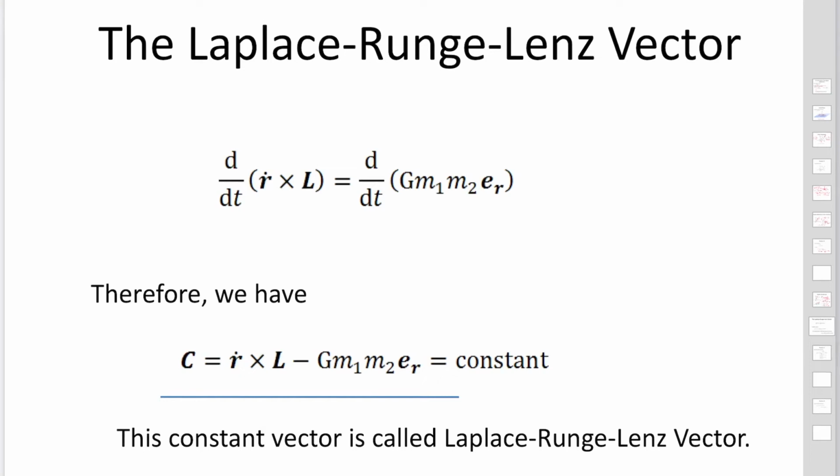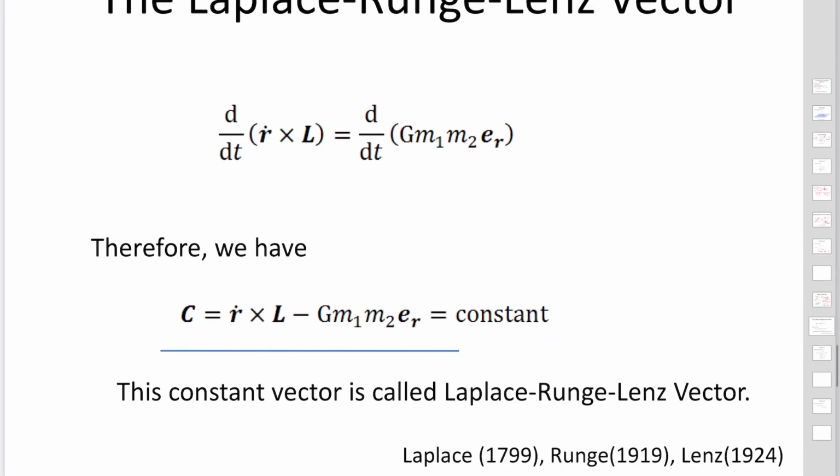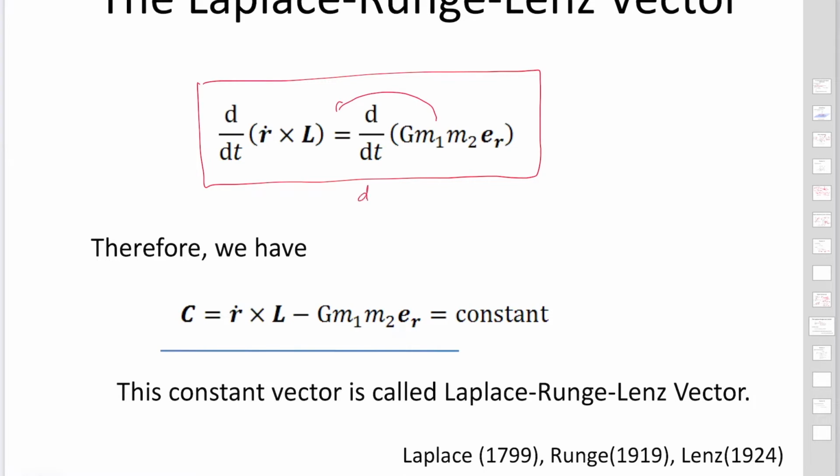the Laplace-Runge-Lenz vectors. So we are going to derive these equations later. Then once we have these equations, you can move to the left hand side here. It becomes d/dt of (r dot cross L minus G m sub 1 m sub 2 e sub r) is 0. So inside of the parentheses has to be the constant.